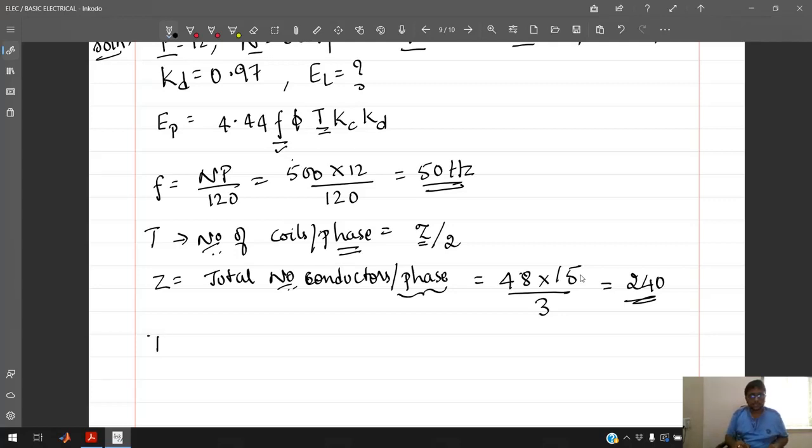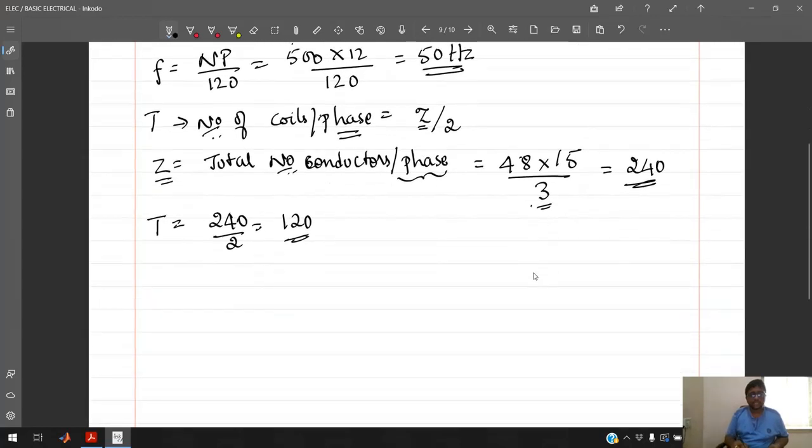Now I need to calculate what is T. 240 divided by 2, that is equal to 120. Please note that don't divide again 240 by 3. The reason is I have already calculated the total number of conductors per phase, that is divided by 3. So coils T is also equal to number of coils per phase, which is already present, which is nothing but 120. So once you calculate T, you can directly calculate the EMF as 4.44.